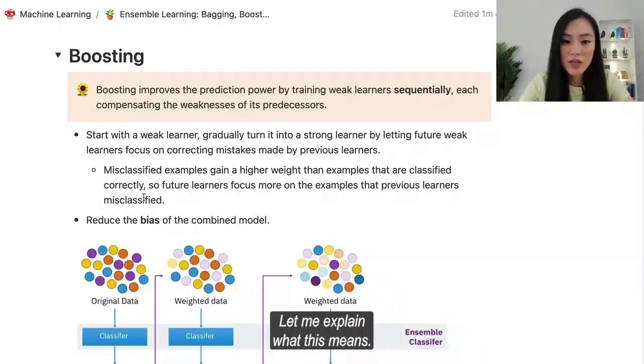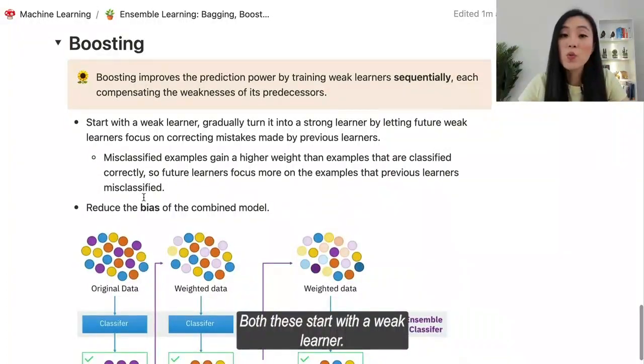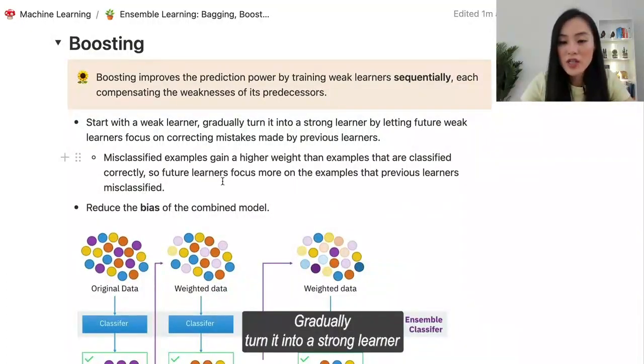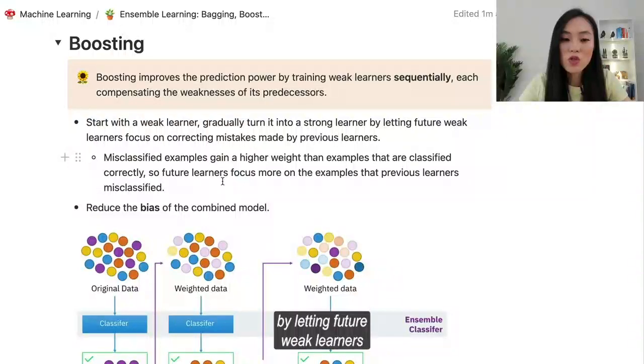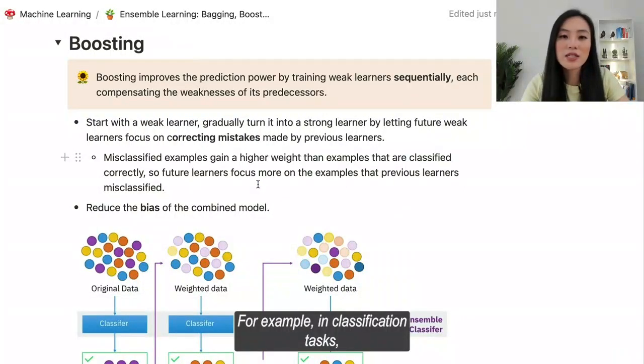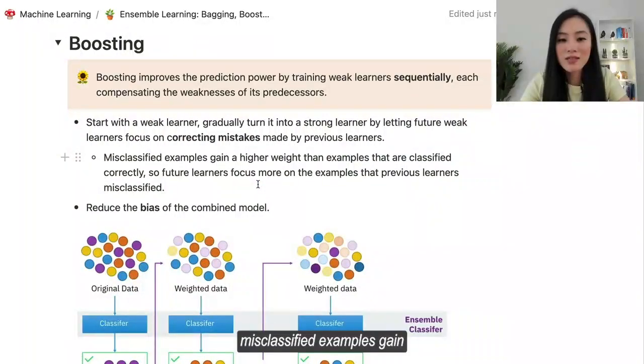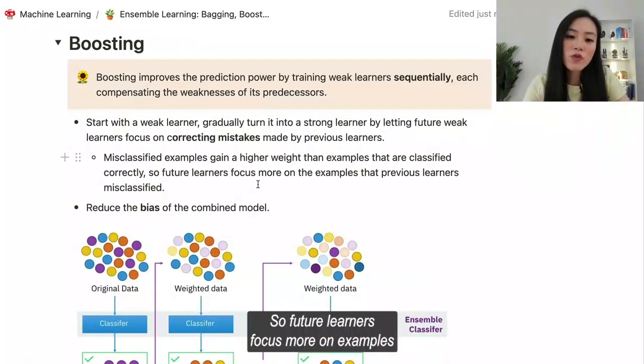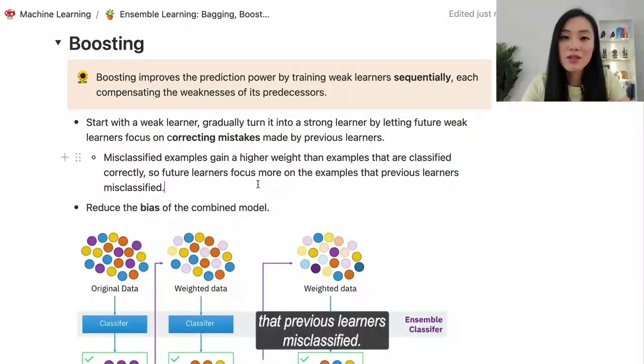Let me explain what this means. Boosting starts with a weak learner and gradually turns it into a strong learner by letting future weak learners focus on correcting mistakes made by previous learners. For example, in classification tasks, misclassified examples gain a higher weight than examples that are classified correctly.